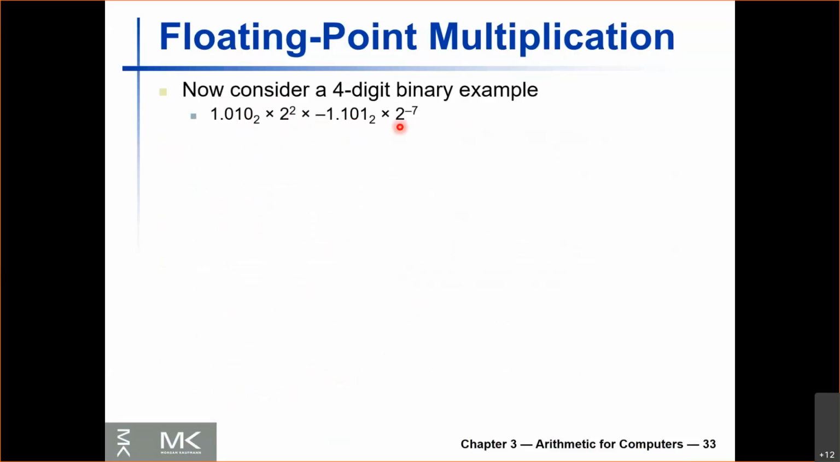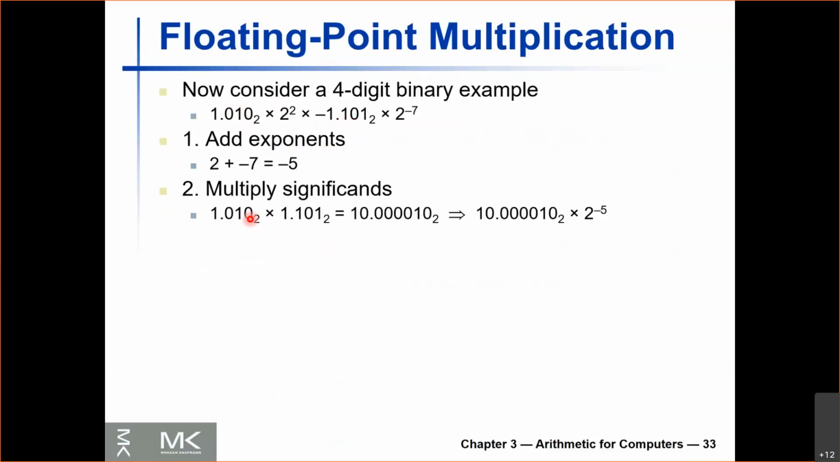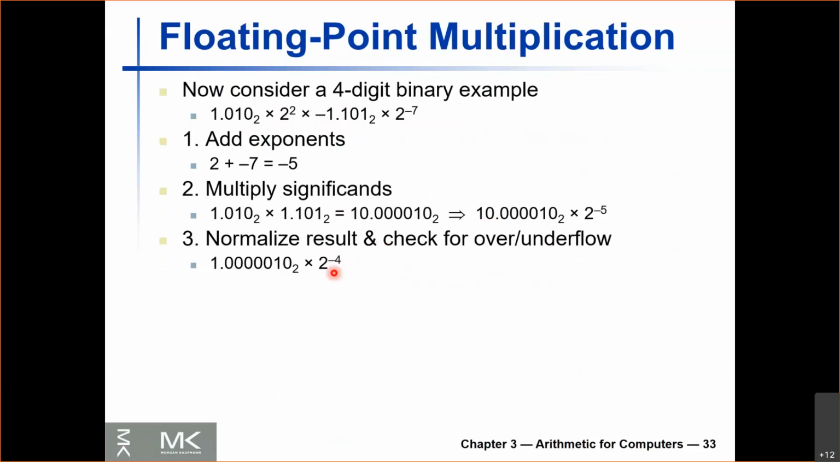I'm going to add the exponents. Okay, so here my exponent is going to be -5. I'm going to multiply the significance. So here the final result will be this value over here. Then I'm going to normalize. So if I normalize, I get this value over here. And then I obviously have many additional bits over here. I can't have all these bits. So I'm going to round. So when I round, I get this value over here.